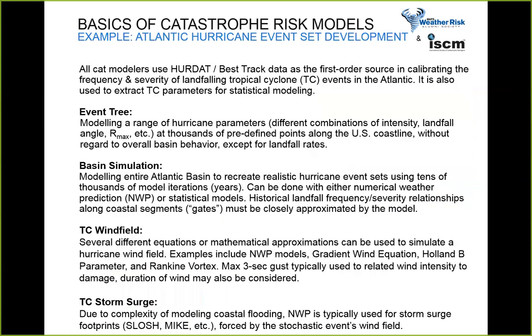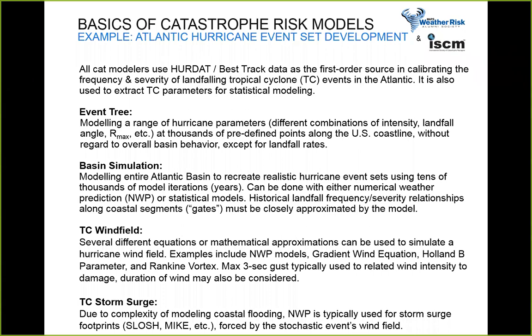I want to give a brief example for the meteorologist in the office using Atlantic hurricane event set development as an example. All CAT modelers use the same initial database to develop their event sets, their statistical models for tropical cyclone. All of them are using best track data from NOAA as their first order source in calibrating the frequency and severity of landfalling tropical cyclones in the Atlantic, Caribbean, Central America, and Mexico as well. It's not just US centric, but they're getting parameters for everywhere that's impacted by Atlantic tropical cyclones.